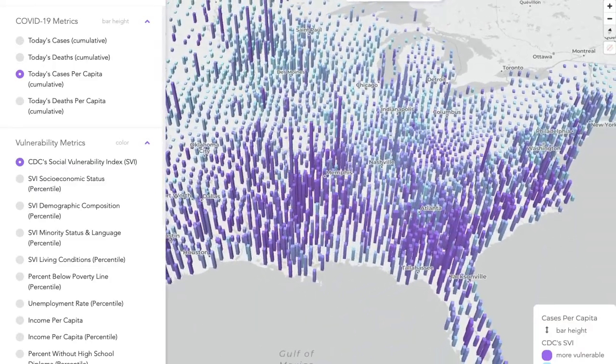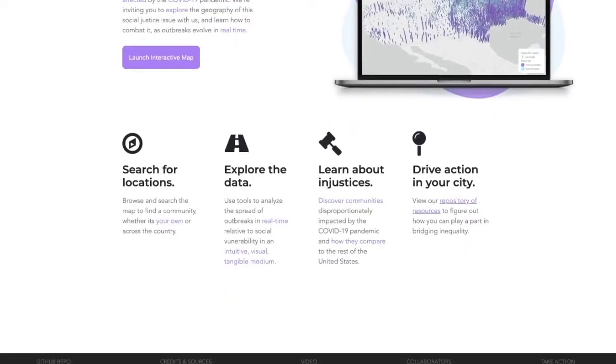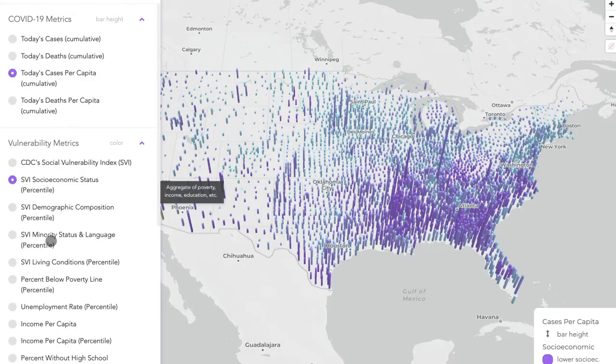That's why we developed Access and Equity, the COVID-19 Health Vulnerability Mapper, a web application that doesn't just tell you about this social disparity, but illustrates it geographically by letting you explore the realities of health inequity yourself.